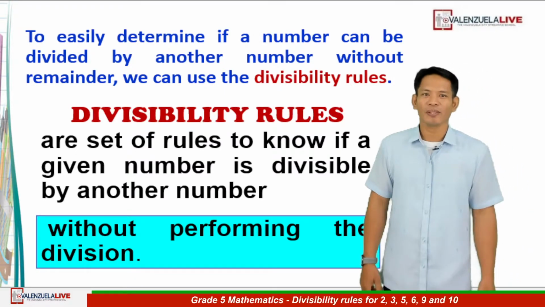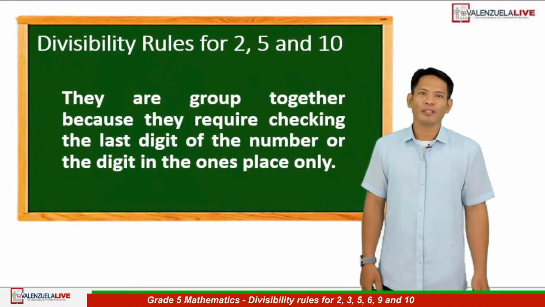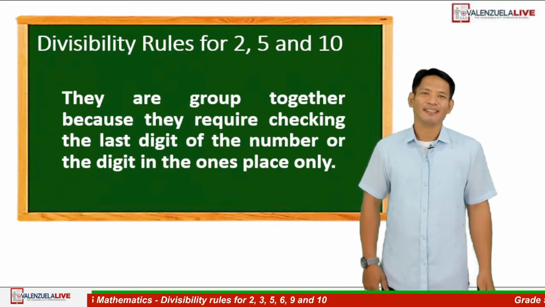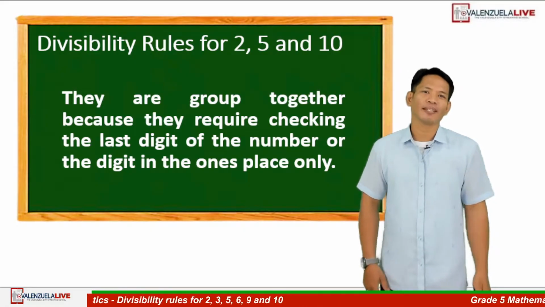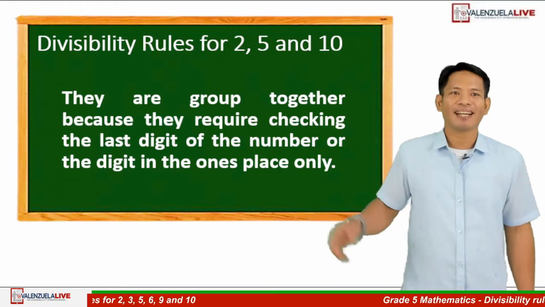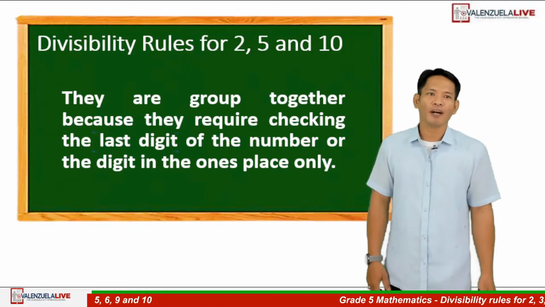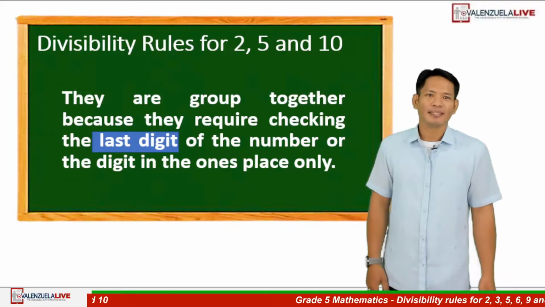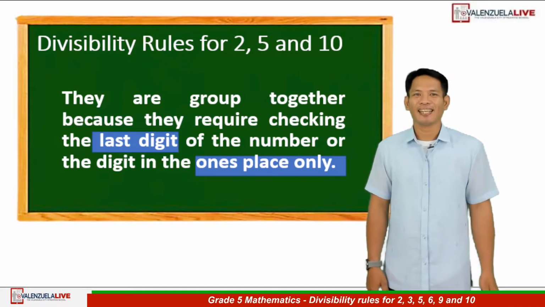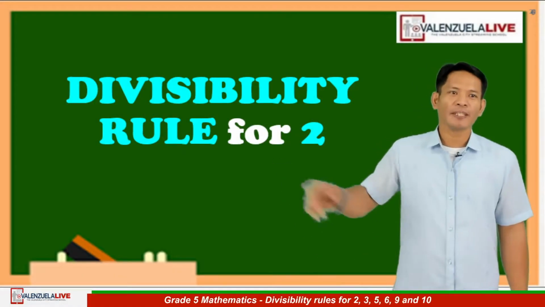What are these rules? Let's start with the divisibility rules for 2, 5, and 10. Why do you think they are grouped together? It is because they only require checking the last digit of the number, or the digit in the ones place only. Okay, let's start with the divisibility rule for 2.